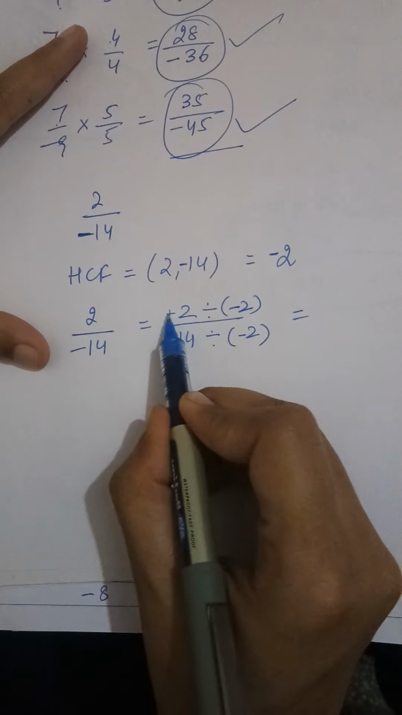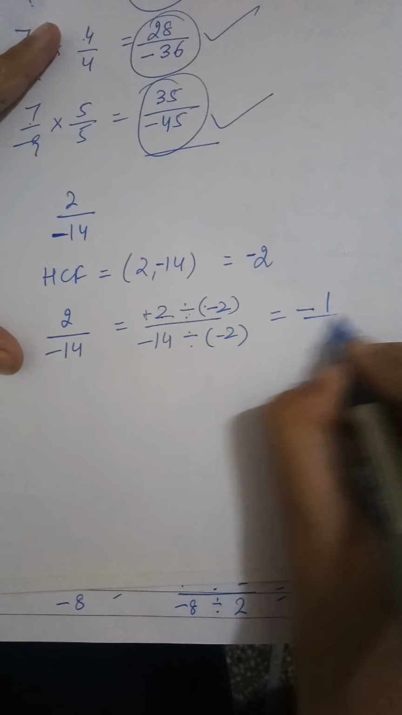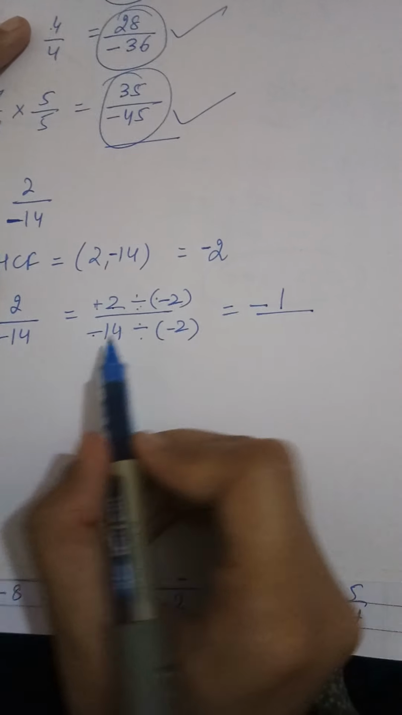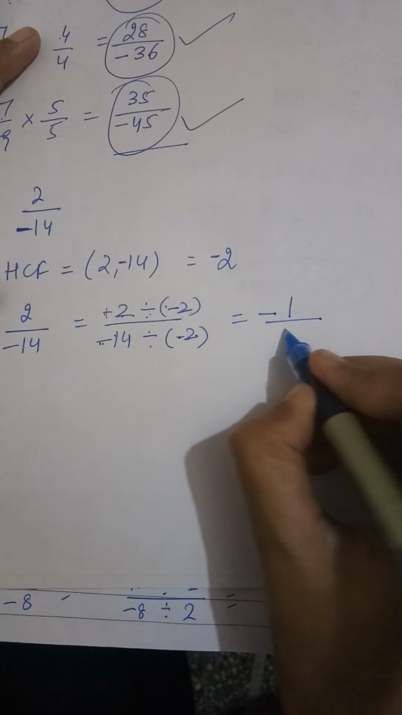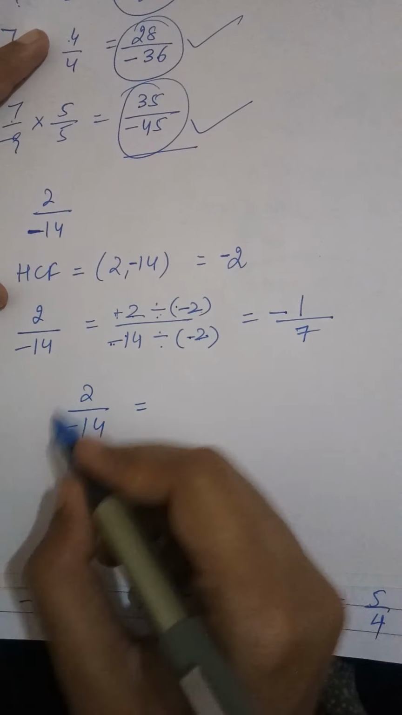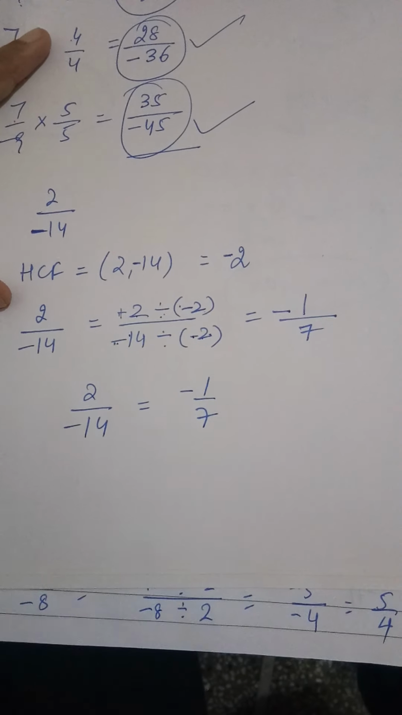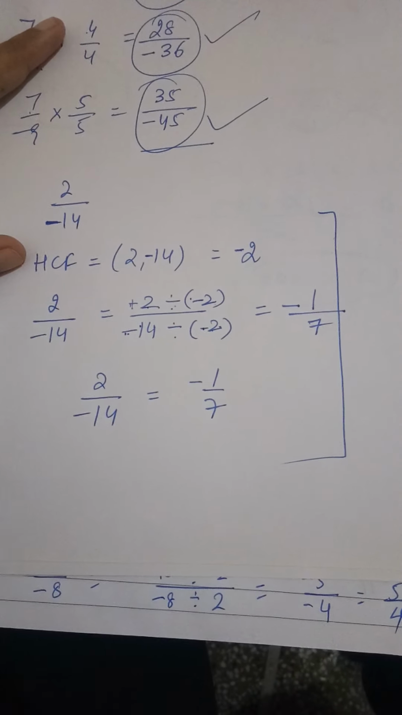Here the plus sign is there. What is plus minus? Minus. 2 divided by 2 will give me 1, and 14 goes on the table of 2 on 7. So that means 2 upon minus 14, if I write this in the standard form, is minus 1 upon 7. We have to show this explanation of how we have done this.